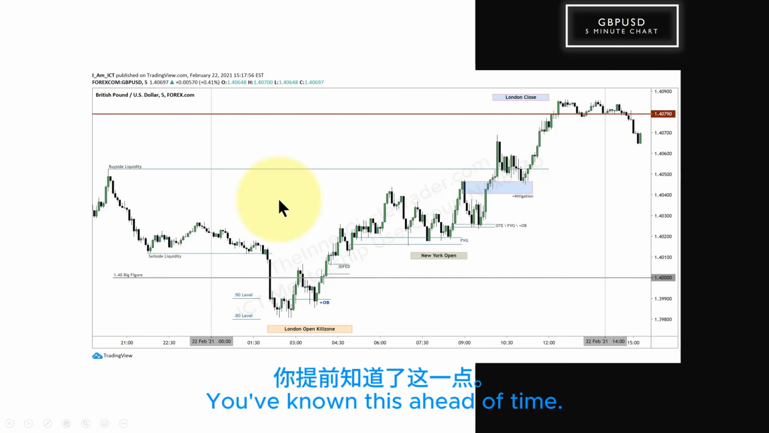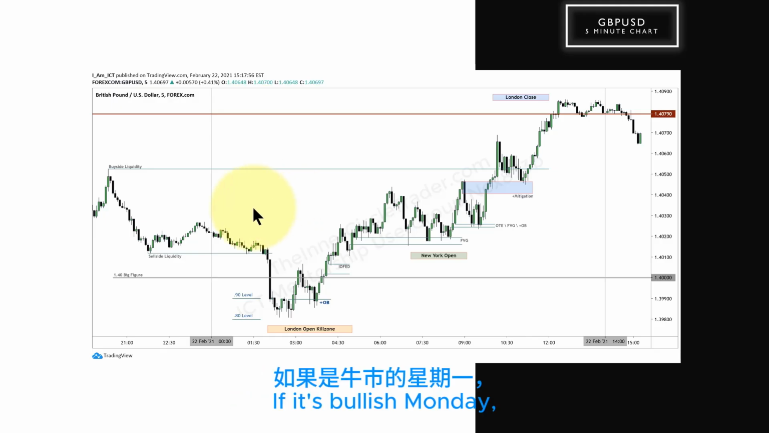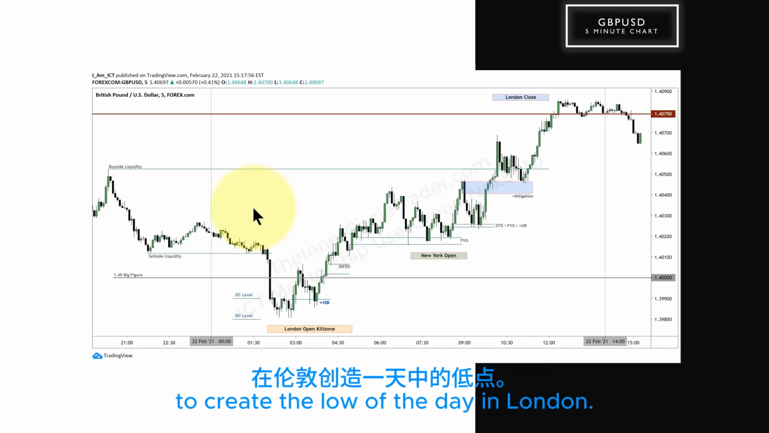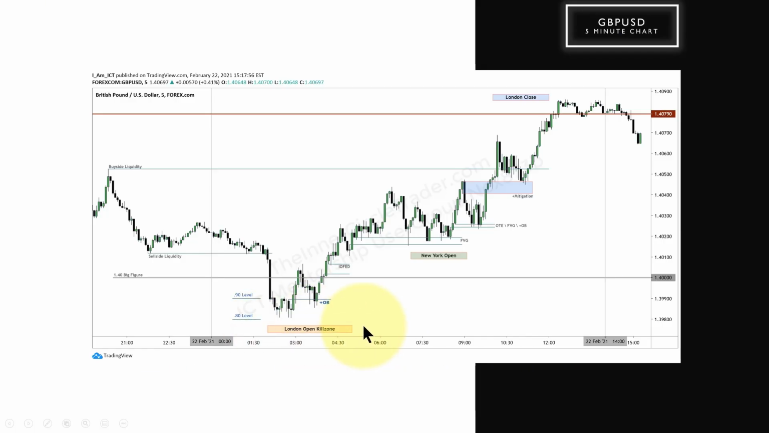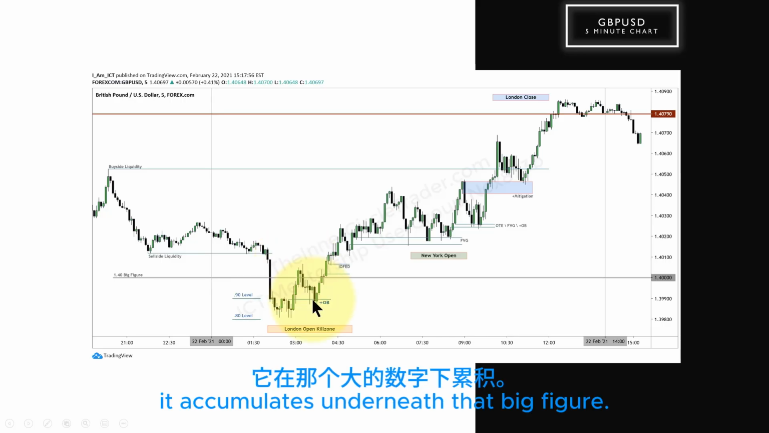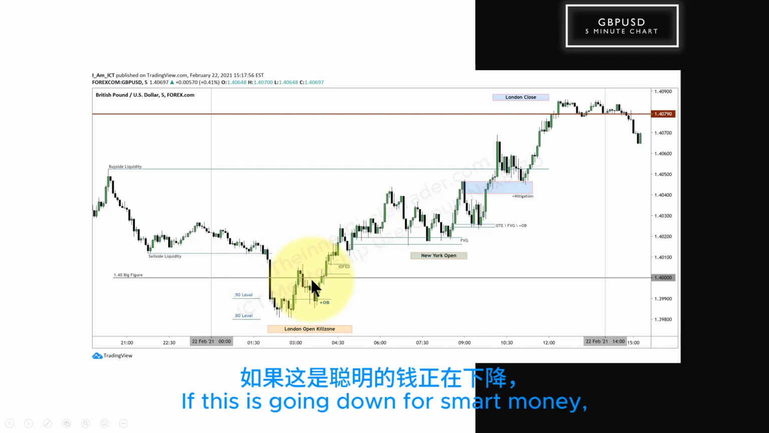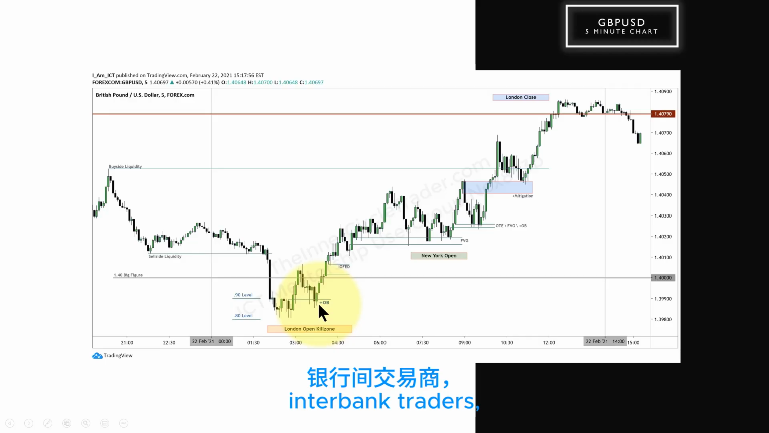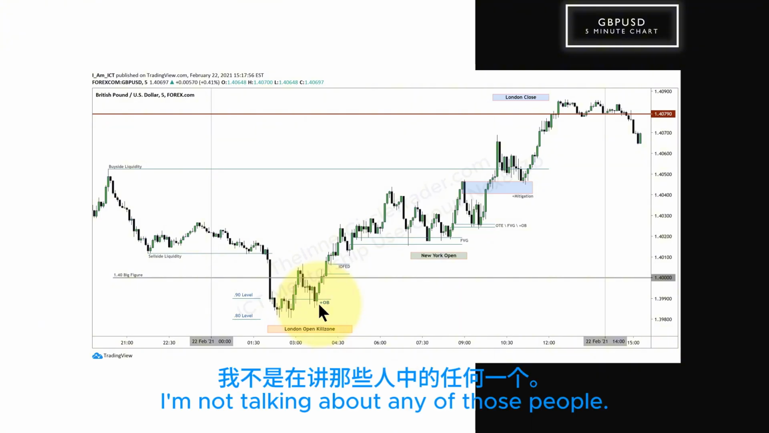This market's bullish. You've known this ahead of time. You know that in London, it creates the low of the day. If it's bullish, Monday, Tuesday, and Wednesday, you have a high probability that it's going to create the low of the day in London. Isn't this the London kill zone? I mean, I didn't just make this up for this example. You know that. Big figure sweeps below that, just about 20 pips, but it takes it and then it accumulates underneath that big figure. Then price rallies. If this is going down for smart money interbank traders, people you're not meeting, I'm not talking about Citi, I'm not talking about Goldman Sachs, I'm not talking about Saxo traders, I'm not talking about any of those people.